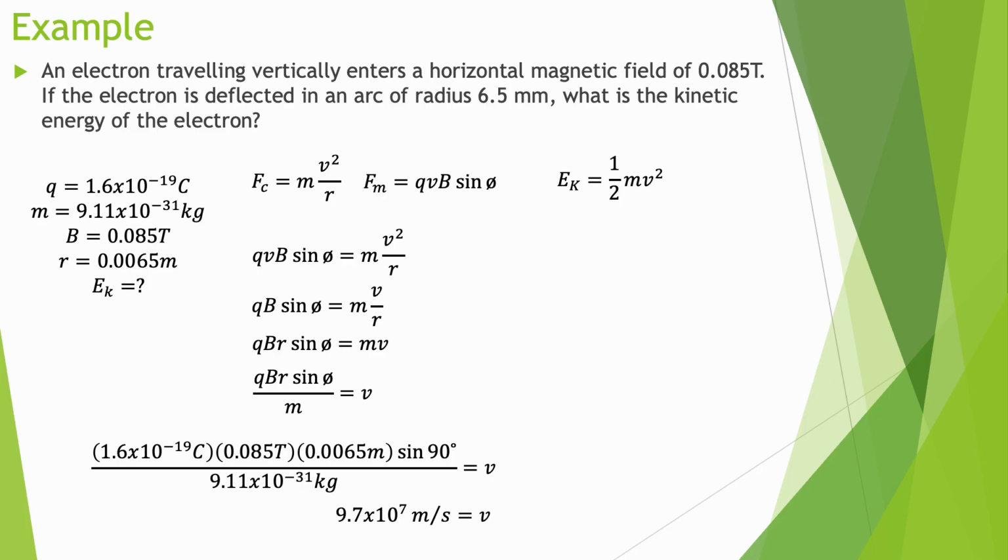Now we know our kinetic energy is 1/2 our mass times our speed squared. So that's 1/2 times 9.11 times 10 to the negative 31 kilograms times 9.7 times 10 to the 7 meters per second, and then we're squaring that speed, giving us a kinetic energy of 4.3 times 10 to the negative 15 joules.